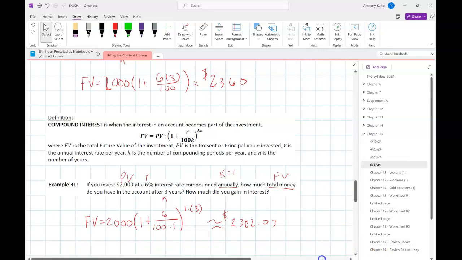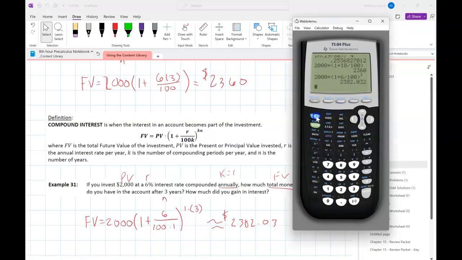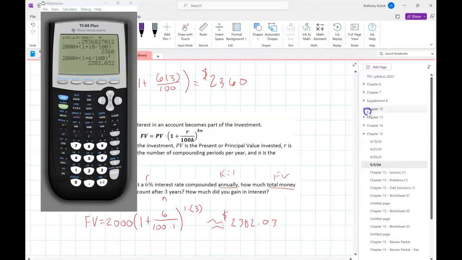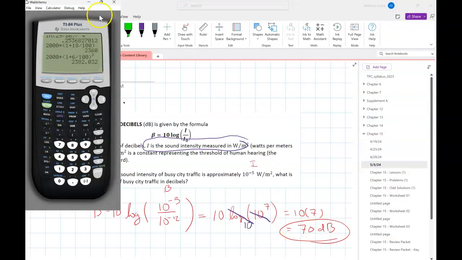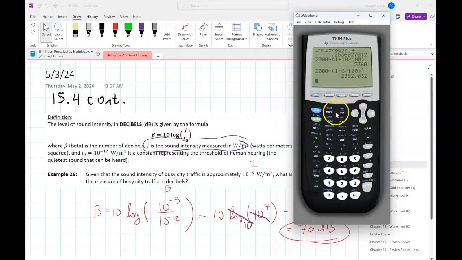Well, let's compare this. Let's say instead of doing this for 3 years, we did it for 300 years. Everybody okay with that? So let's just pretend we did this for 300 years. So 38,000 on simple interest. But check this out.